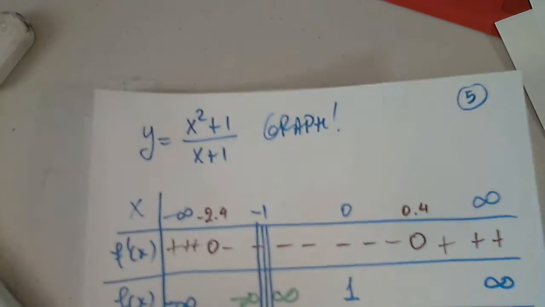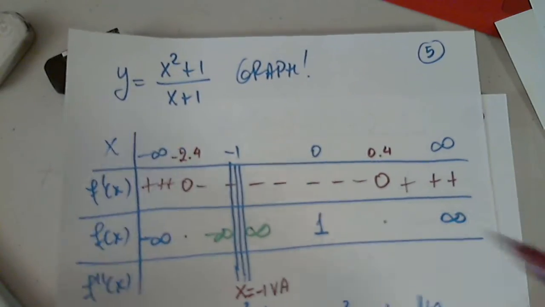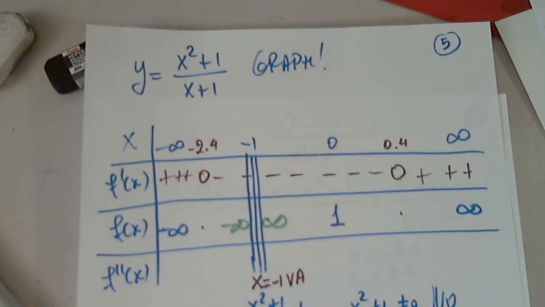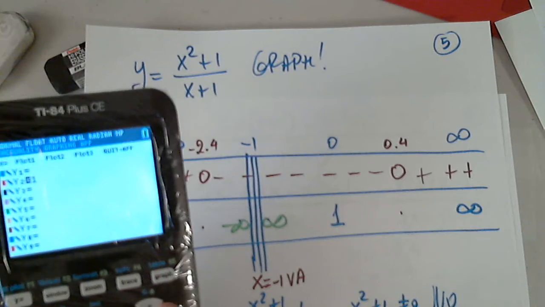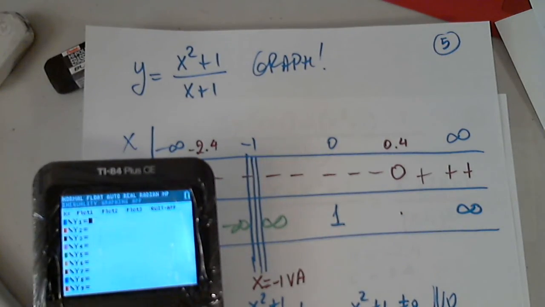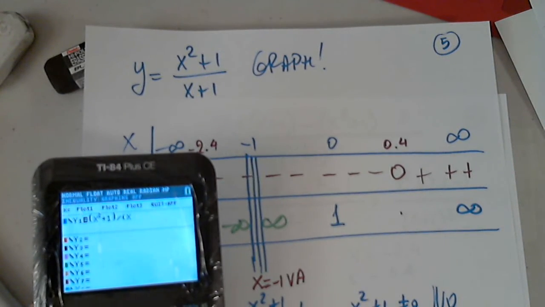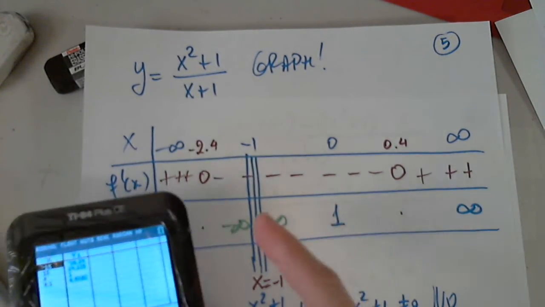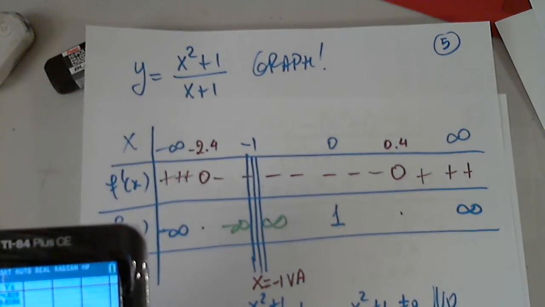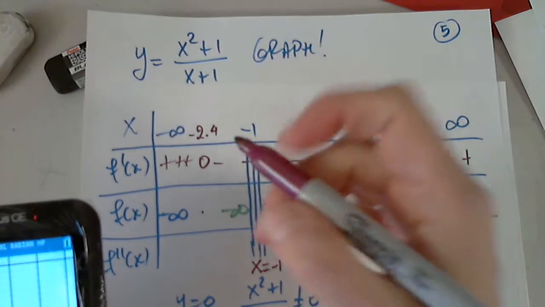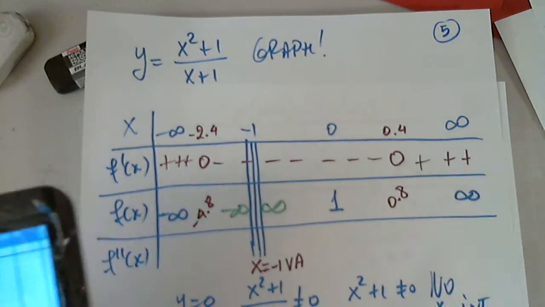Okay, perfect. Now I have to determine the y value here and here. Back to my calculator, the regular one. Clear. Okay, so don't forget parentheses: (x squared plus 1) divided by (x plus 1). And then second in table, and I want negative 2.4, and I want 0.4. Okay, so I got negative 4.8, and I got 0.8.